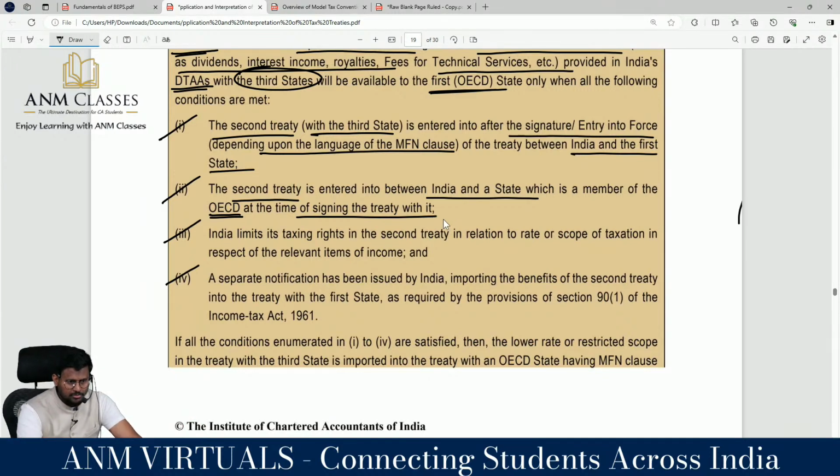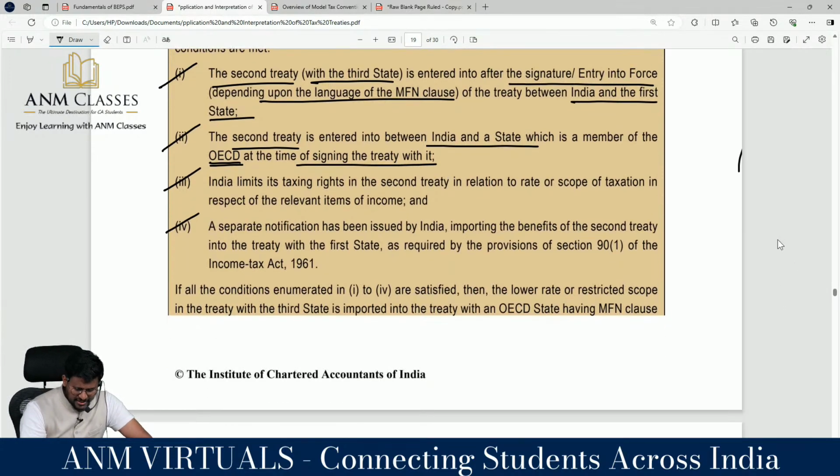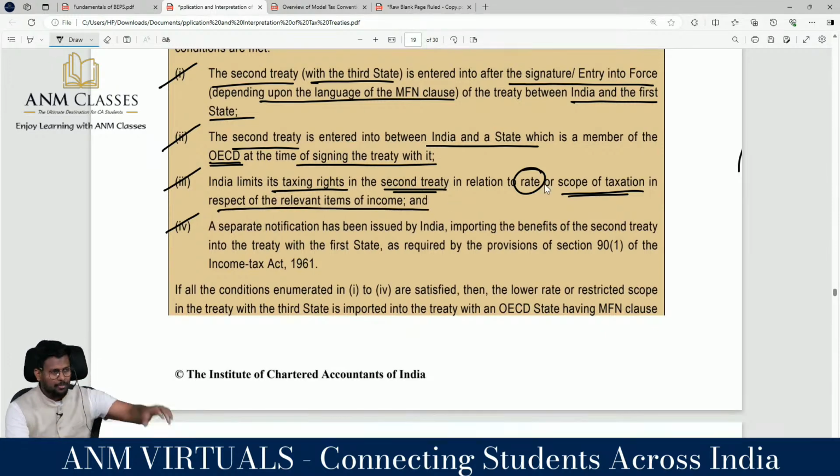ஆப்பகுப்பையா இருந்தா நாங்க தர மாட்டோம். Clear? Right. India limits its taxing right in the NA treaty in relation to either what? Rate or what of taxation in respect of relevant item of income. And the second treaty or benefit இருக்கும். Either rate என்ன ஆகும்? கம்மியாகும். இல்ல ஸ்கோப் என்ன ஆகும்? கம்மியாகும். அப்பதான் நாங்க அந்த பெனிஃபிட்டை யாருக்கு எக்ஸ்டெண்ட் பண்ணுவோம்?